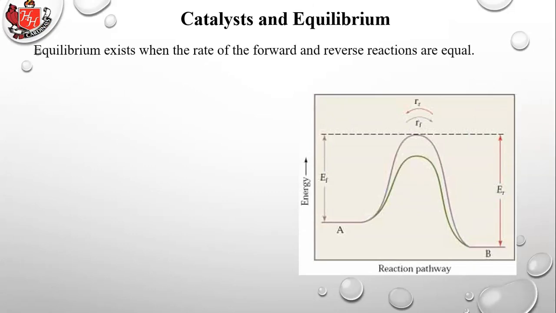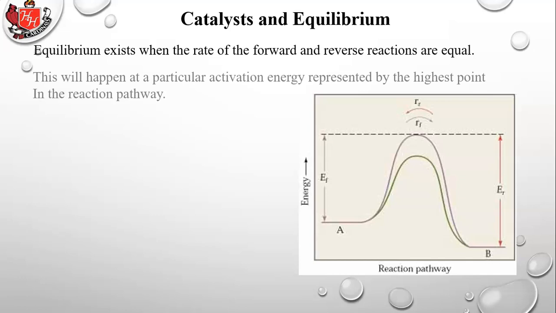So equilibrium exists when the rate of the forward and reverse reactions are equal. Okay, that's a concept we skipped over, so anyway, you don't have to worry about that. This will happen at a particular activation energy. That energy is the difference between where the reactants were at the beginning and the top of that hill. So it's what you see as EF on the left side of that graph there. That's the activation energy to get this reaction started.